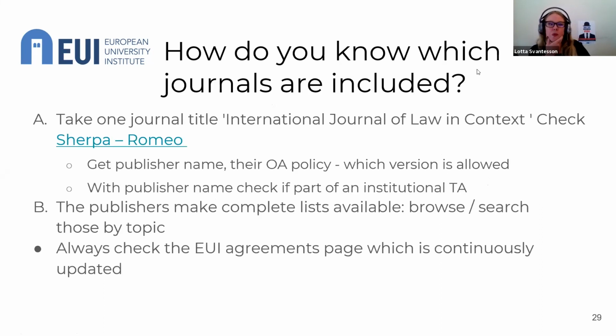So how do you know which journals are included in all these 3,700 titles? If you look at point A, if you know the title of a journal in which you really want to publish, or if you have already submitted and had your article accepted, then you can check who the publisher is, if you don't know that, using the tool Sherpa Romeo.